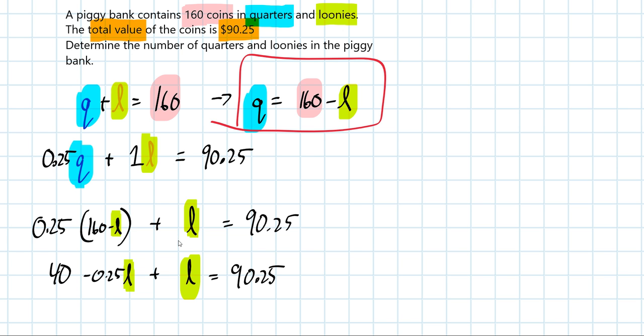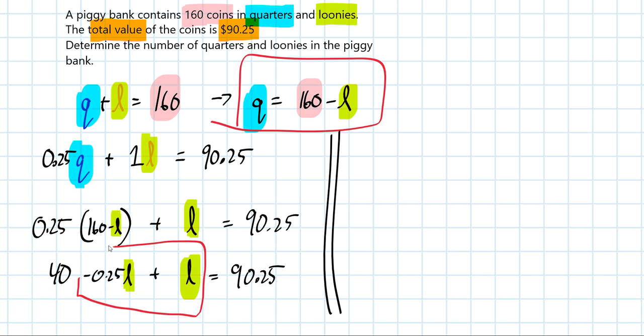And I'm going to try to collect some like terms. I'm going to try to simplify at this point. Just going to draw some lines, continue on the right side. So 40 minus 0.25L plus L is equal to 90.25. These two guys here are both L terms. They're both like terms. I can combine them. And these two guys here, 40 and 90.25, those are both just numbers. I can combine those.